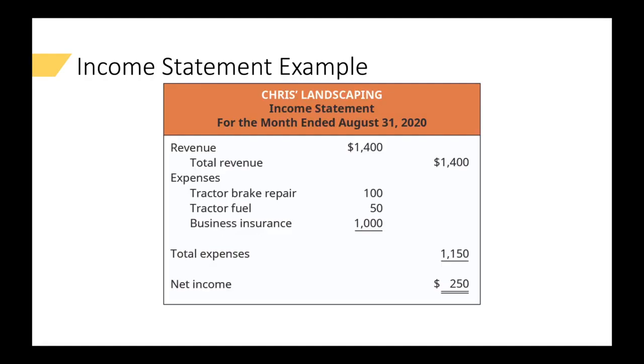And here we see a net income example. This is a hypothetical company, Chris's Landscaping. This is the income statement for the month ending August 31st, 2020. We see that the total revenue for the month was $1,400. In order to make this $1,400, Chris had to spend $100 on a tractor brake repair, $50 on tractor fuel, and $1,000 on business insurance. Therefore, to make that $1,400, Chris had to spend $1,150. So the net income is $1,400 minus $1,150, which is $250.